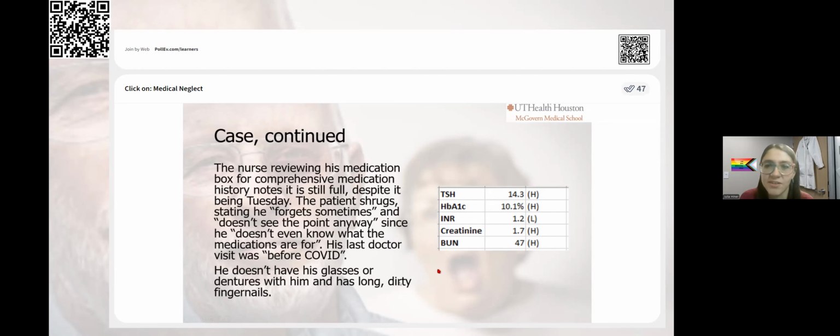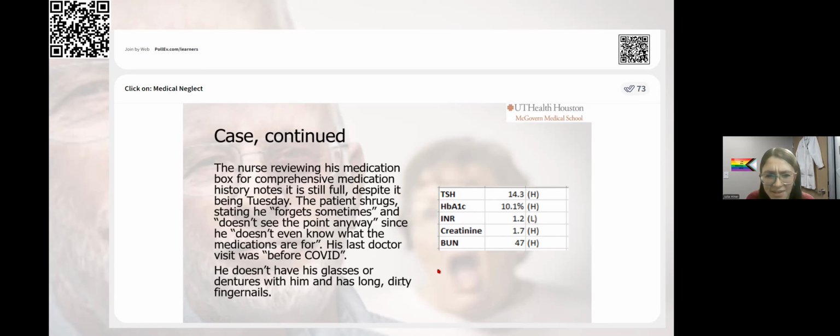And he has evidence on his body of some poor grooming, with kind of long, dirty fingernails. And so kind of a little frightful there. And then the labs start coming back and we see, with this history of hypothyroidism, he's clearly not taking his meds. His TSH is really high. His diabetes is not under good control, even with relatively more lax guidelines for older adults. His kidneys maybe are a little bit dry, maybe he's a bit dehydrated or something like that.